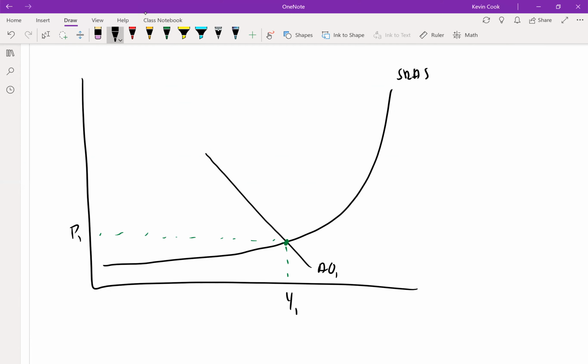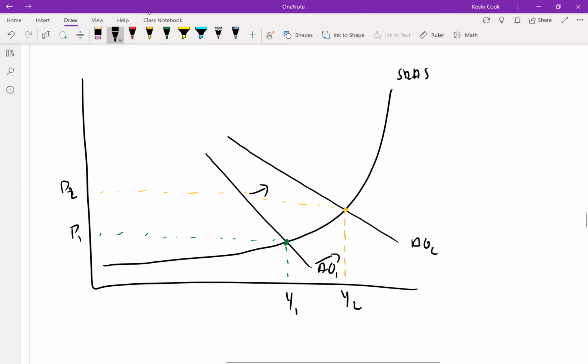So if we are confident about the future, we may say we're going to go out and buy more goods and shift that aggregate demand curve out to say AD2. And as we can imagine, this will mean more goods get sold, so we have a higher GDP. And this will mean our price level also will increase.